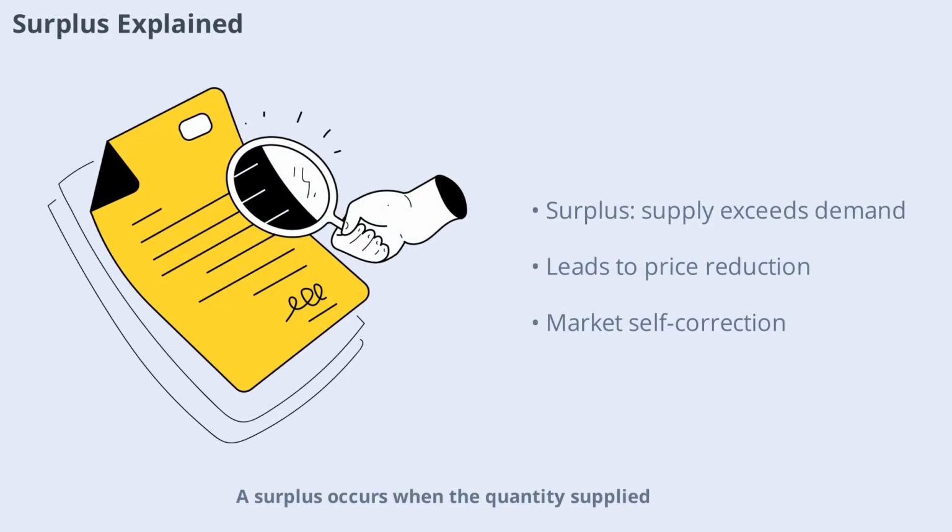Surplus occurs when the quantity supplied exceeds the quantity demanded at a given price. This situation often leads to downward pressure on prices, as sellers compete to attract buyers. Surpluses can result from overproduction, changes in consumer preferences, or external shocks. When a surplus exists, producers may lower prices or reduce output to restore equilibrium. Recognizing surpluses is important for understanding how markets self-correct and maintain balance over time.